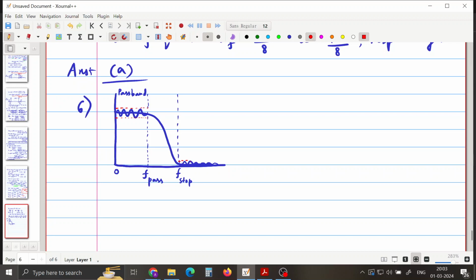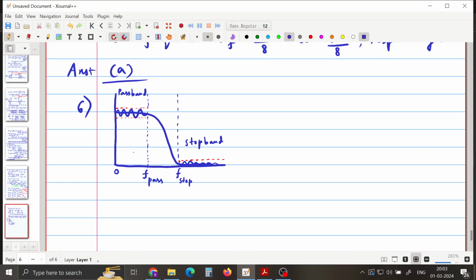This much is your deviation. Ideally it should be 0, but there's some ripple existing in the stop band as well. So that's your stop band deviation. And of course this is your stop band.